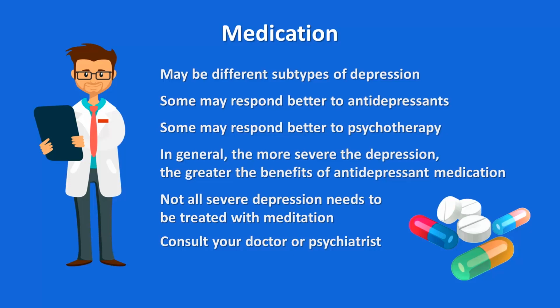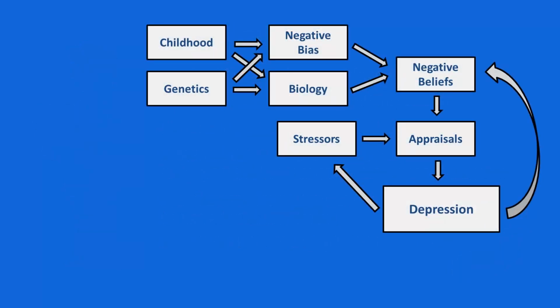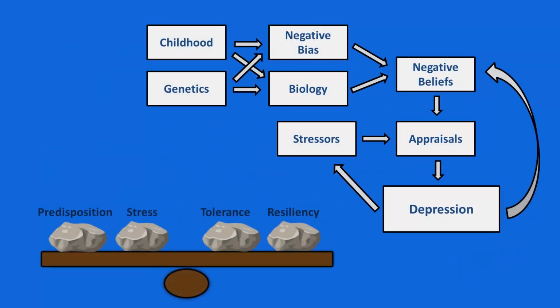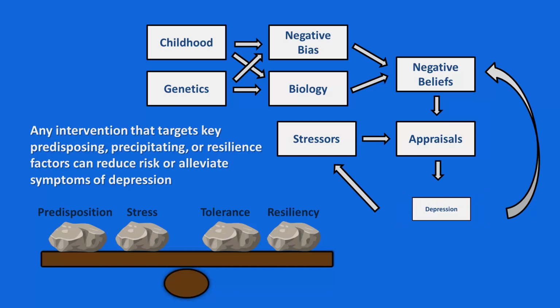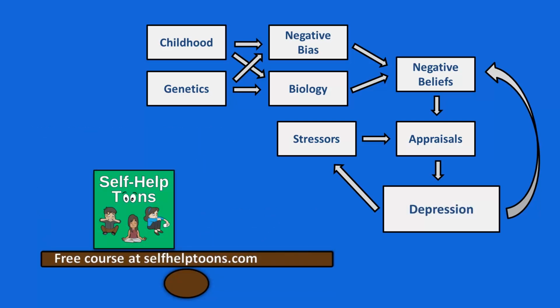So I think the key takeaway from this model is that there are lots of things that factor into depression, and we have the ability to change all or almost all of them in some way, and that any positive change we make in any of them is going to help reduce depression and reduce future vulnerability to depression. Or, as Aaron Beck puts it, any intervention that targets key predisposing, precipitating, or resilience factors can reduce risk or alleviate symptoms of depression.